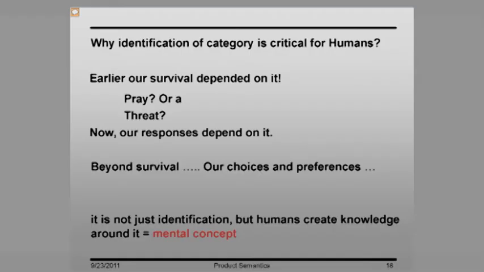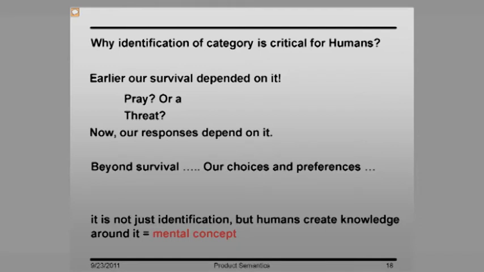Now, product semantics is exactly the reverse of this. If you understand how people categorize, what kind of clues are important for them, then you design a product accordingly. So we just reverse that particular process. Why is identification of category so important for human beings?